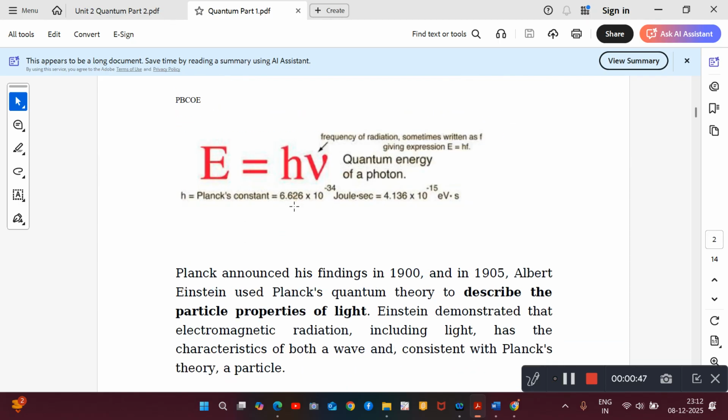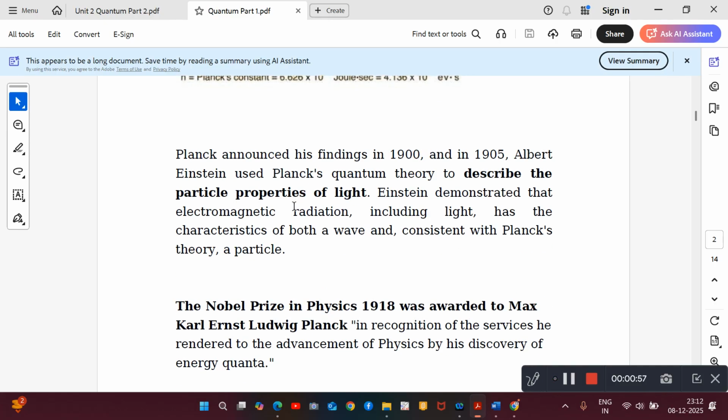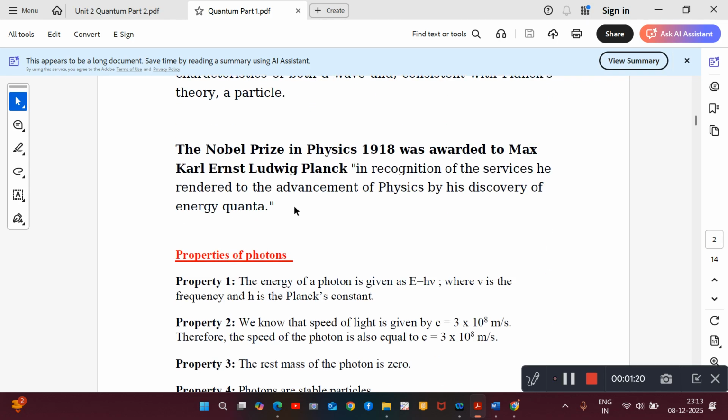So we know what the energy of a photon is. It is E equal to h nu, where h is Planck's constant and nu is the frequency of radiation. In 1900, Albert Einstein used Planck's quantum theory to describe the particle properties of light. Einstein demonstrated that electromagnetic radiation, including light, has the characteristics of both a wave as well as, consistent with Planck's theory, a particle, for which he got the Nobel Prize.